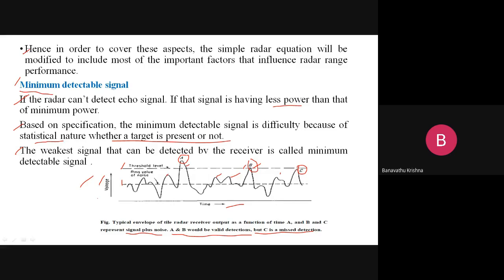Means we can estimate the target is not present, but there is a target. Why are we not estimating the target as present? Because it does not cross over the level, but there is a target. So the point C is a missed detection. The target is missing in the space. Why? Because the signal does not cross over the level. So we can simply say there is no target, but there is a target. This we can say is a missed detection.